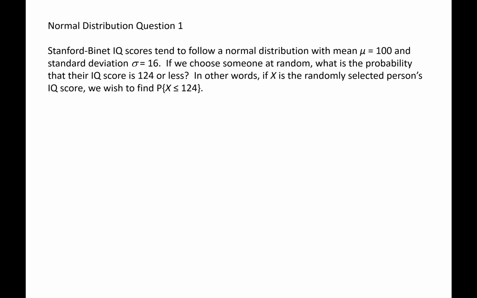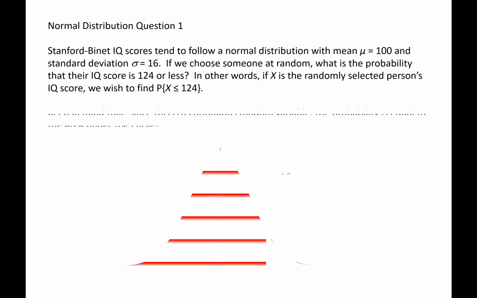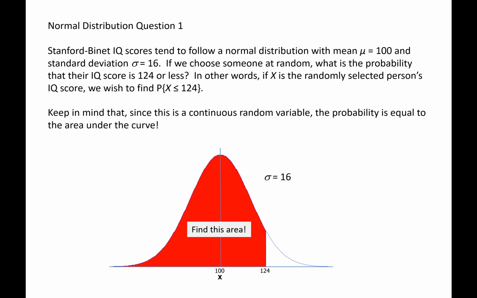Now, whenever you're going to do a problem like this, you should always draw a picture. And here I've got a picture drawn by a computer. The thing you want to keep in mind about continuous random variables is that the probability is just equal to the area under the curve. So if I can draw the picture correctly, then I probably will get the question right. So all we're trying to do here is find the area under the curve to the left of 124.